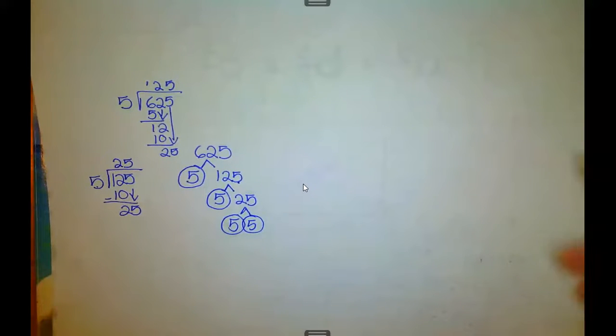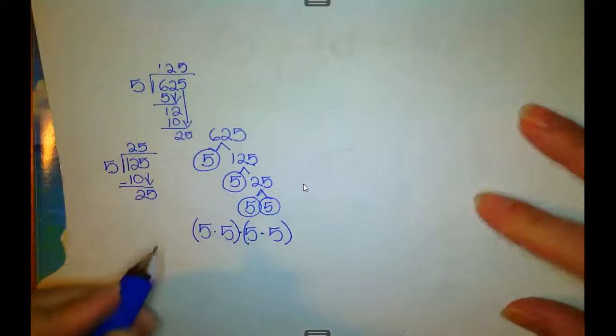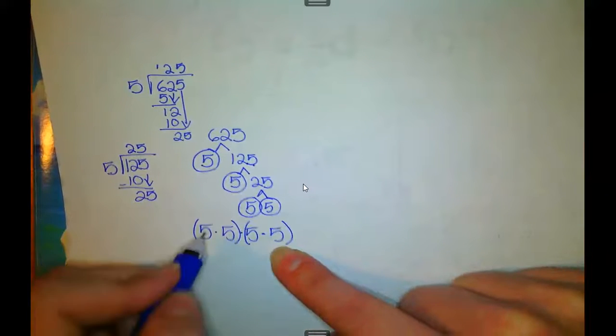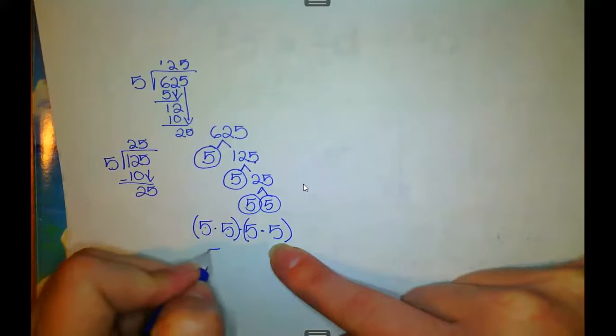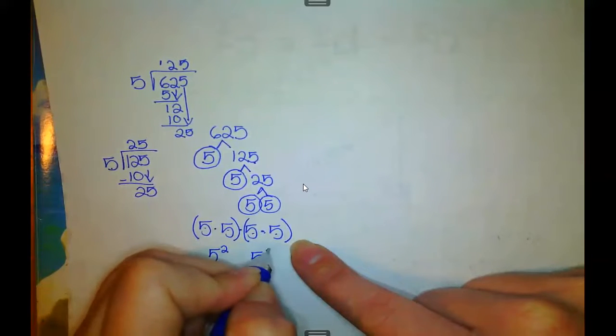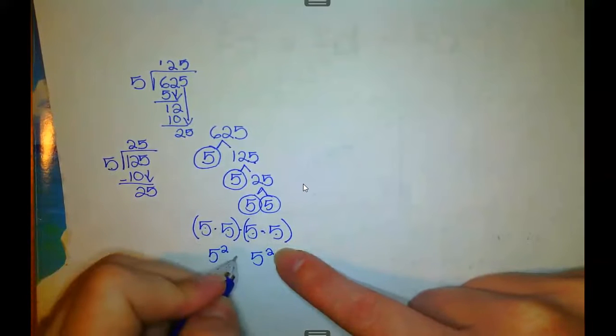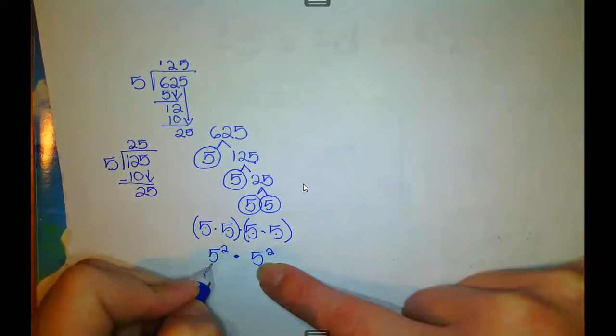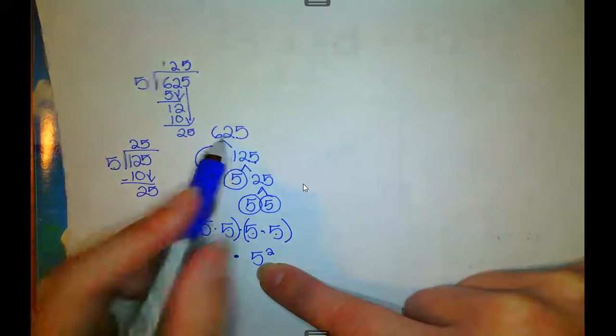Now, this is the fun part. Because we are using square roots, we are going to be grouping them by 2, because remember, a square root is just multiplying something by itself. So 5 times 5 is the same as 5 squared. Once you get to this part, you're simply going to multiply these two together, and that is going to give you the square root of 625.